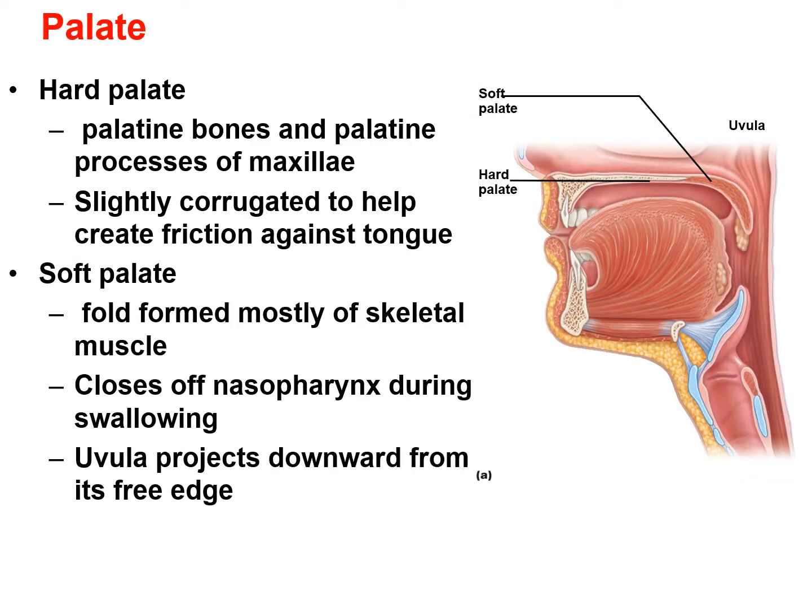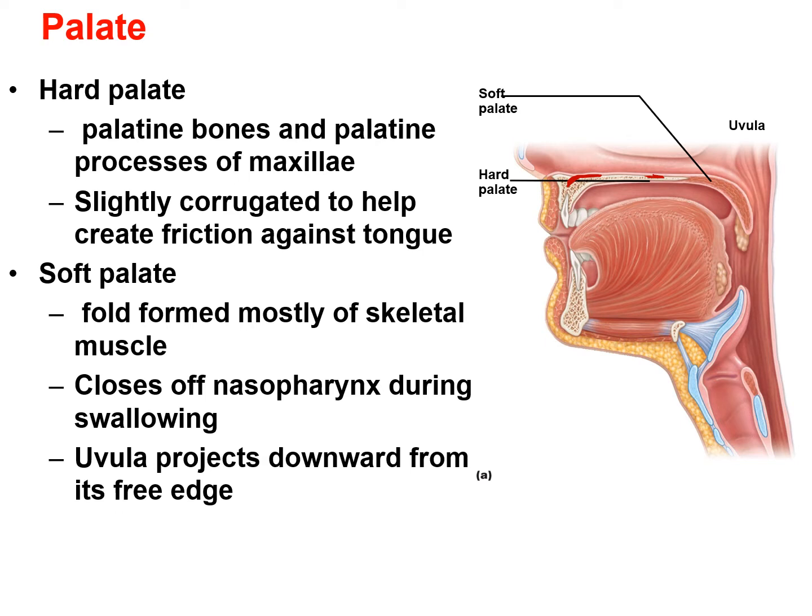So I had said that the roof of the oral cavity is formed by the hard and soft palates. The hard palate is going to be formed anteriorly by the left and the right maxillary bones, and so we can see that you have your maxilla here, and then posteriorly you would have your left and right palatine bones forming the last portion of your hard palate.